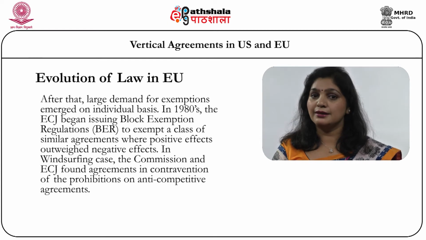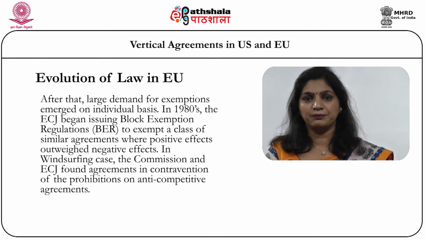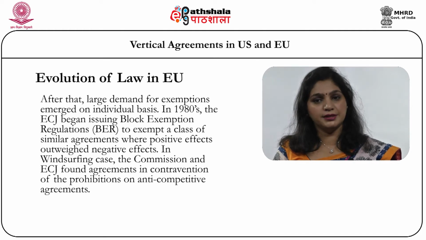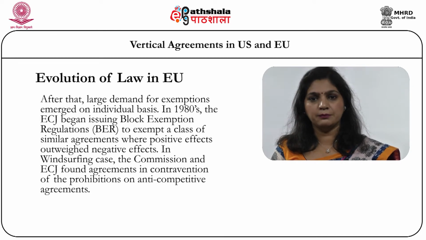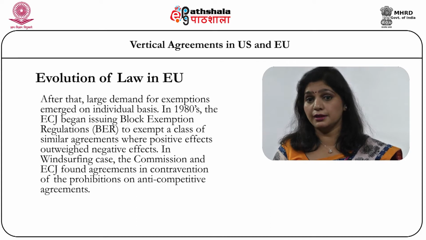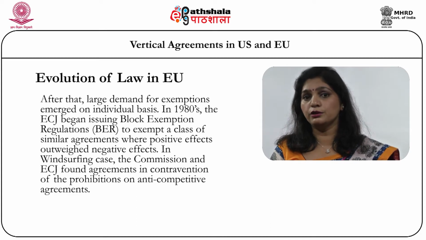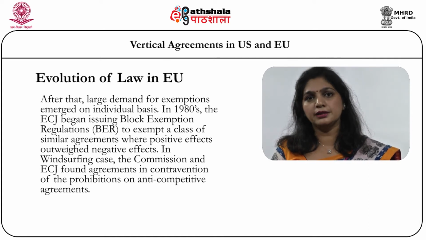After that, large demands for exemptions emerged on an individual basis, as happens. In the 1980s, the ECJ began issuing block exemption regulations to exempt a class of similar agreements where positive effects outweighed negative effects. In the Windsurfing case, the Commission and ECJ both found agreements in contravention of the prohibitions on anti-competitive agreements. And when we are talking about this evolution, let us have a look at the position in 1990.